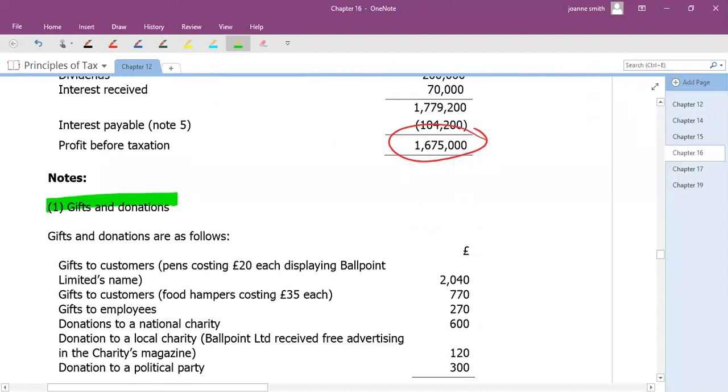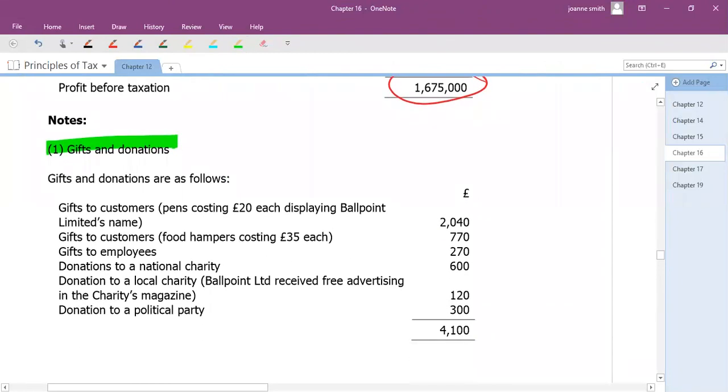So note number 1 is about the gifts and donations. So first one we've got here is a gift to a customer. It's a pen. It costs £20 each, and it displays the company's name. So that would be an example of an allowable expense. It's less than £50. We've got some advertising, and it's not any of the things that we can't claim for, like food, alcohol and cigarettes, unlike the second one, which is food. Right, so it's got to have all the criteria: advertising, less than £50, and not food, alcohol or cigarettes. The third item is employees.